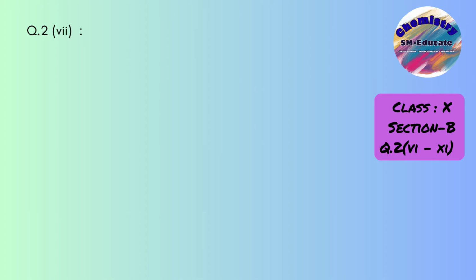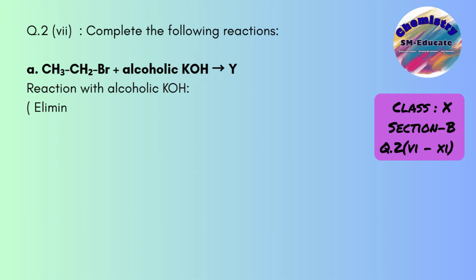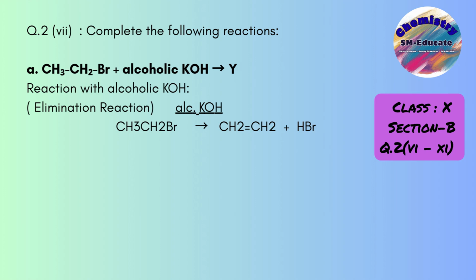Question 2, Part 7. Complete the following reactions. A. CH3CH2Br plus alcoholic KOH formed Y. Reaction with alcoholic KOH. It's an elimination reaction, alcoholic KOH. CH3CH2Br formed CH2=CH2 plus HBr. Y equals ethene, C2H4.